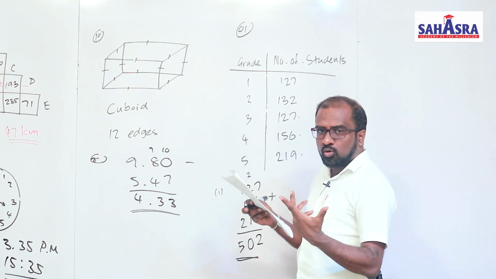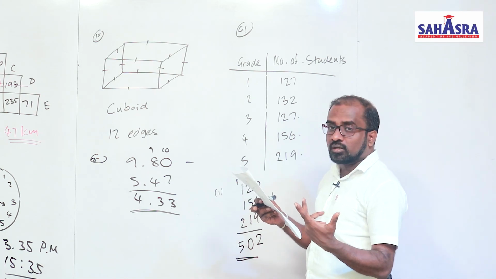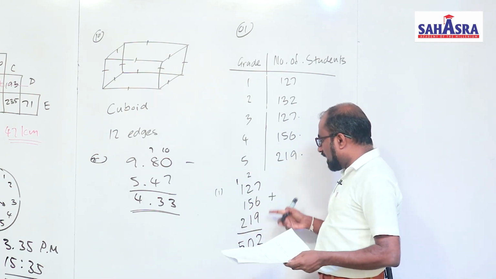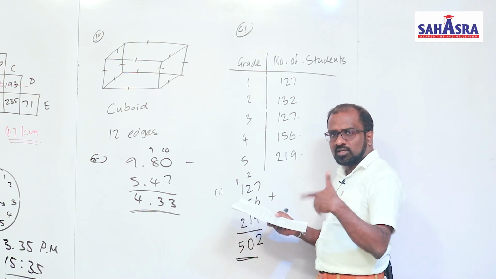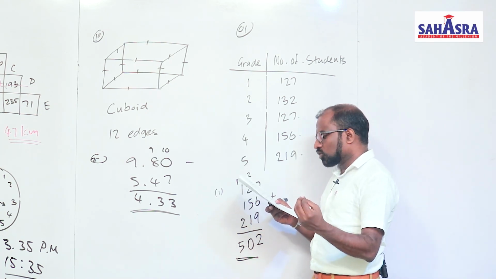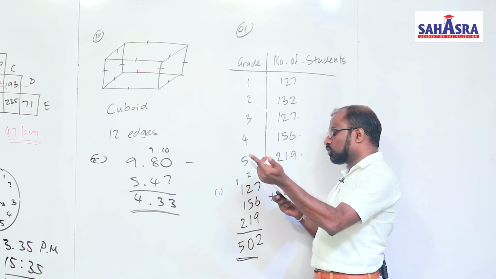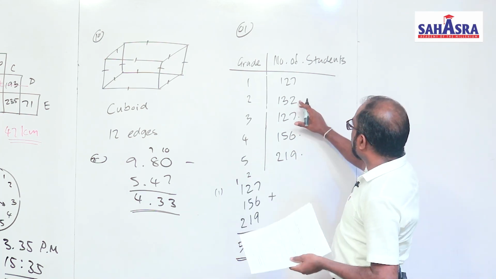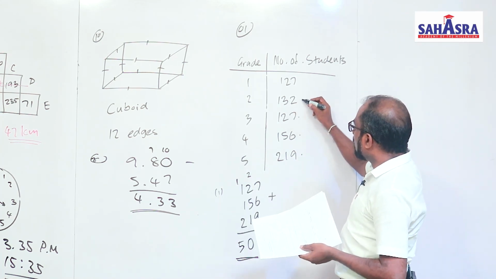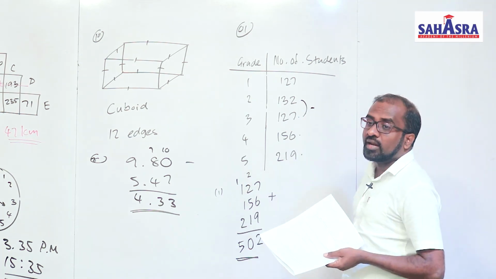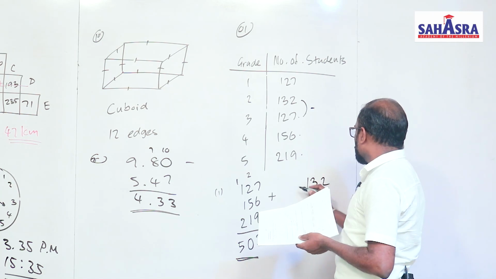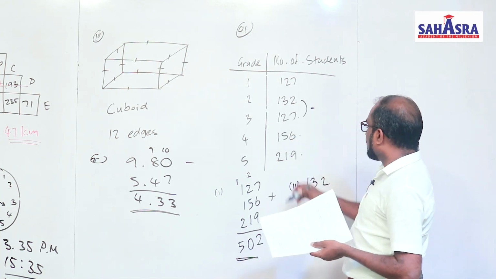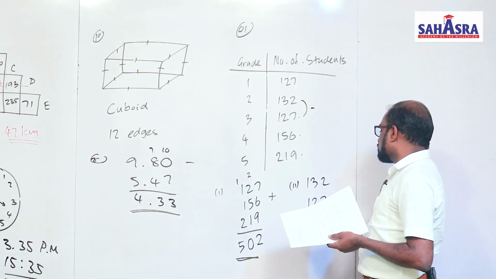How many more? You have to find the difference. When you add, you get a total. When you subtract, you get the difference between the numbers. How many more students in grade 2 than grade 3? From the number of students in grade 2, you have to subtract the number of students in grade 3. So in grade 2, you have 132 students. In grade 3, you have 127 students.